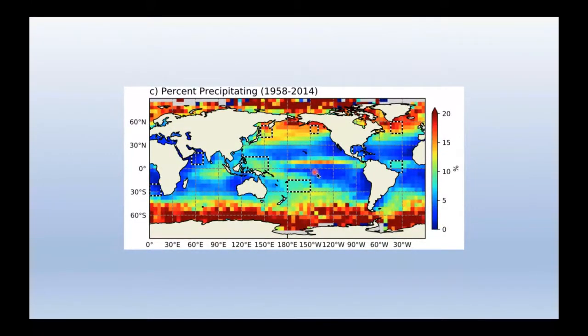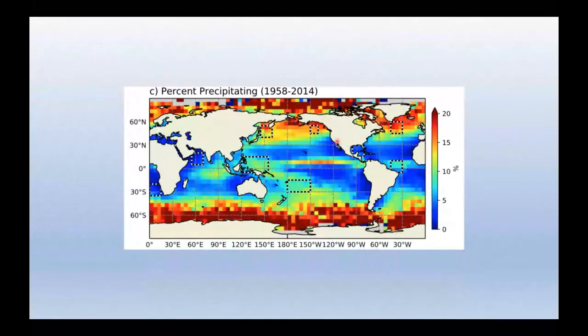You can see the ITCZ, you can see the storm tracks in the North Atlantic and Pacific, you can see the SPCZ, you can see, again, very high frequencies of precipitation in the southern oceans. And of course, you see the dry zones as well. So overall, the percent precipitating doesn't look too bad, and it looks very similar to what I had in 1995, except it's in color. It's a little nicer to look at.